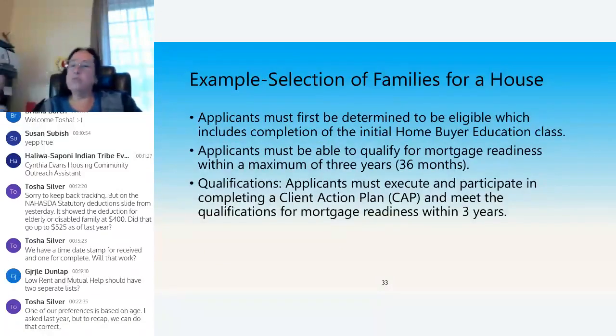So for the selection of a house, for example, applicants must first be determined to be eligible, which includes completion of an initial homebuyer education class. Applicants must be able to qualify for mortgage readiness within a maximum of 3 years, or 36 months. Applicants must execute and participate in completing a client action plan and meet the qualifications for mortgage readiness within 3 years.